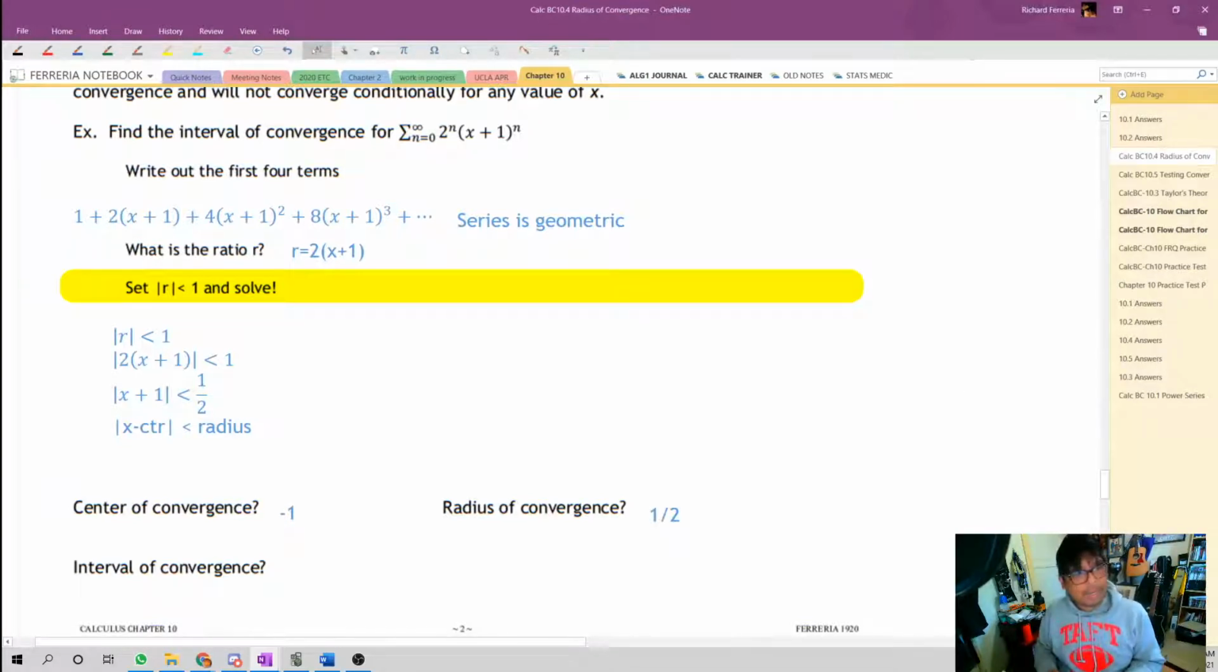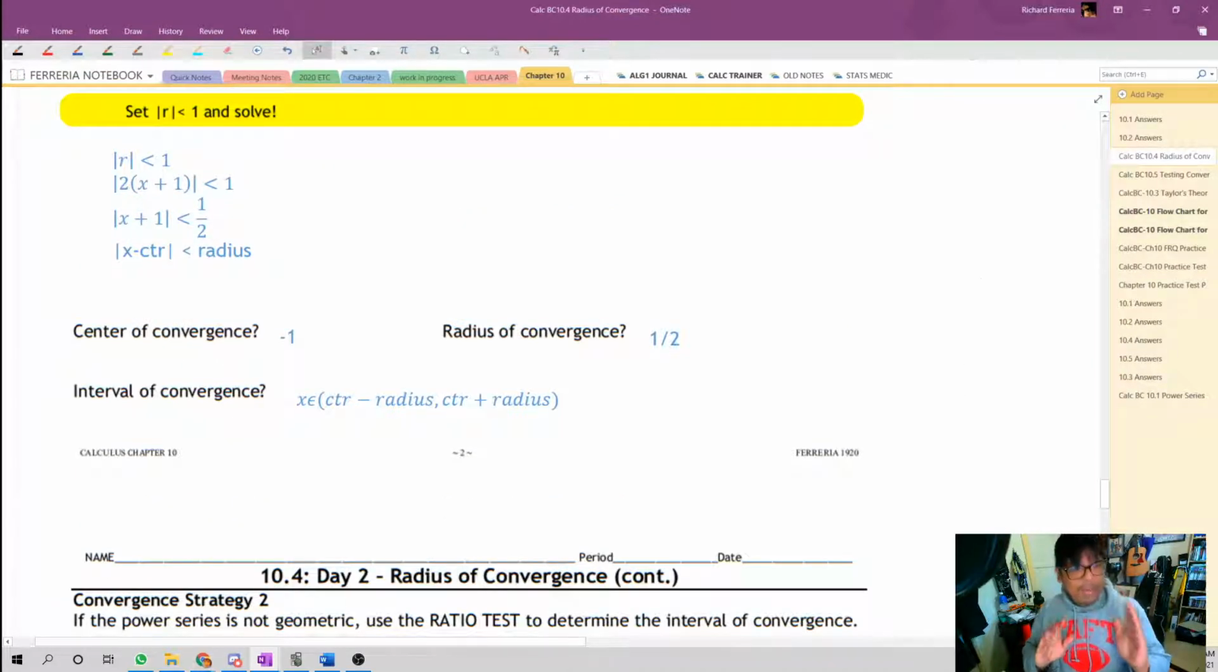Easy, right? Next, for the interval of convergence, we start with x ∈ (center − radius, center + radius), and then we solve that. Center minus radius is -1 - 1/2, that's -3/2. And then -1 + 1/2 is -1/2, giving me my interval of convergence, -3/2 to -1/2. And we're done. Pretty easy problem, I think. If you've made it all the way to this point in calculus, and this is really difficult, then, well, I don't want to be too harsh about that, but this is not that difficult.